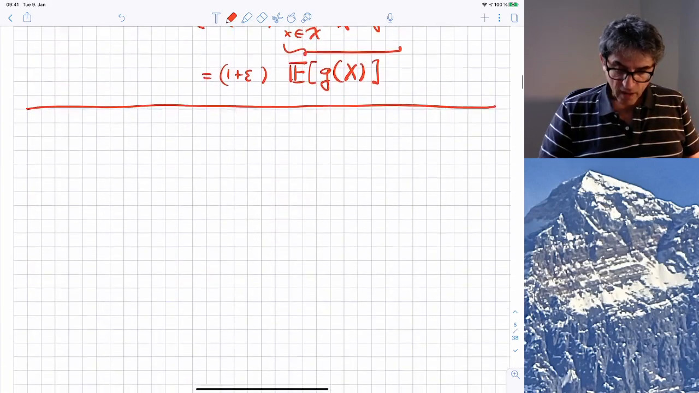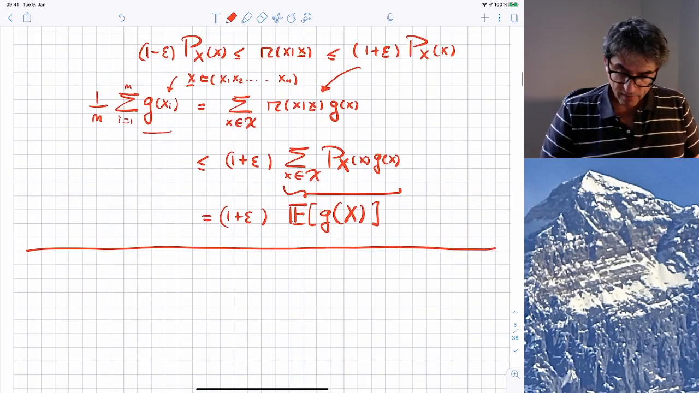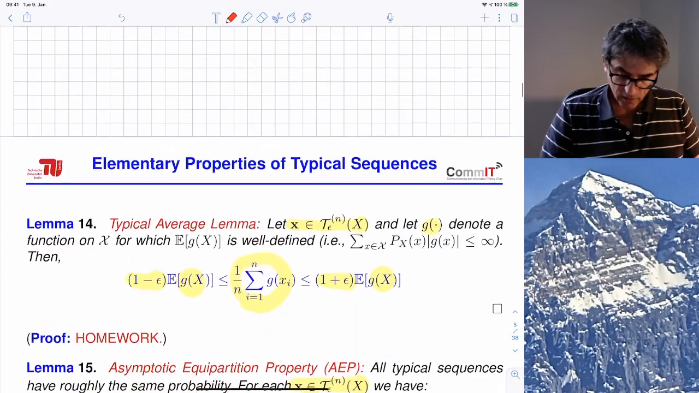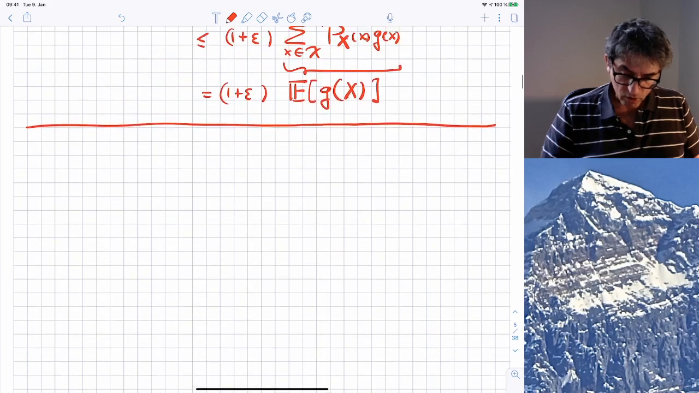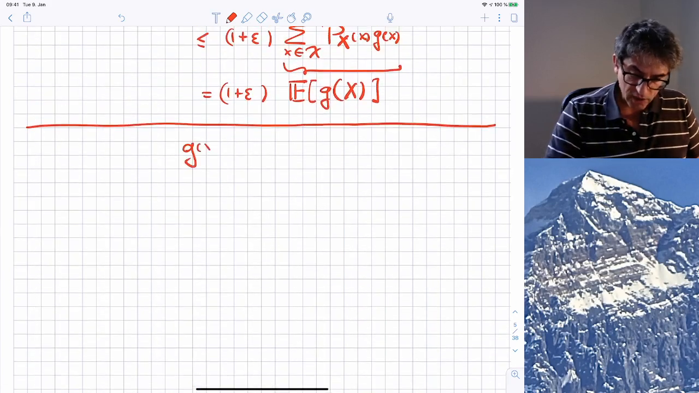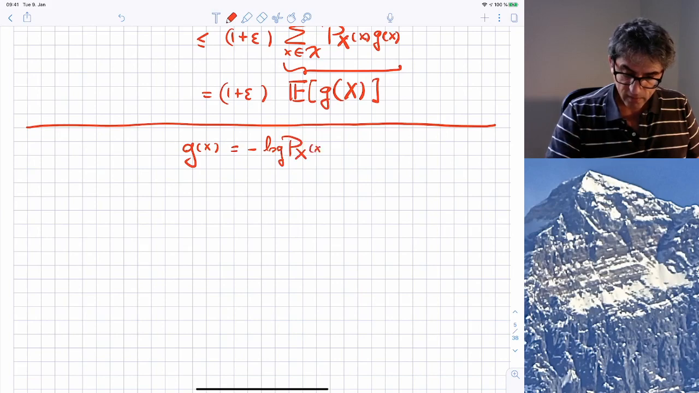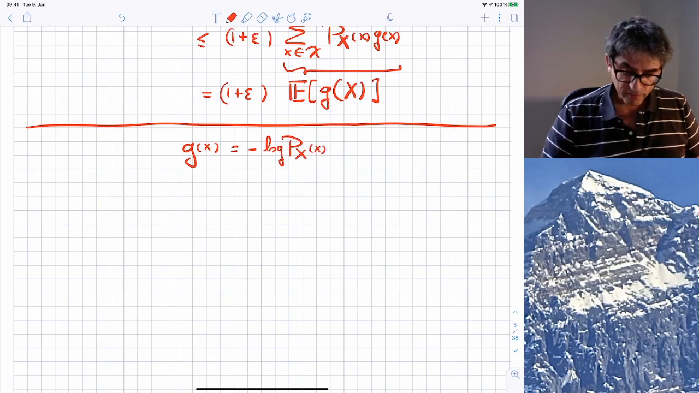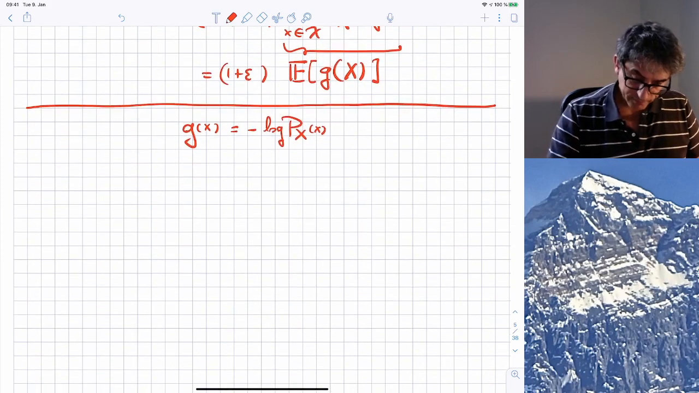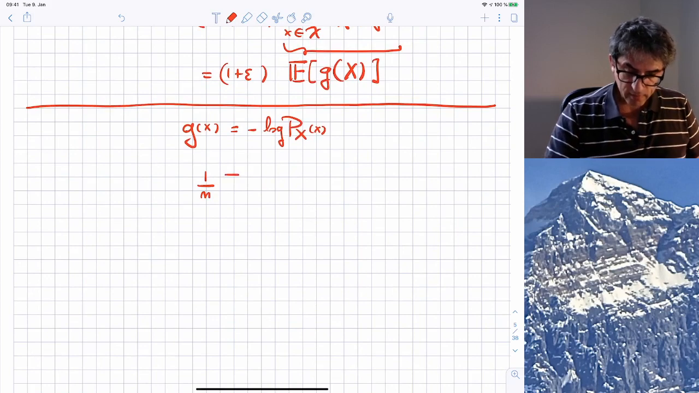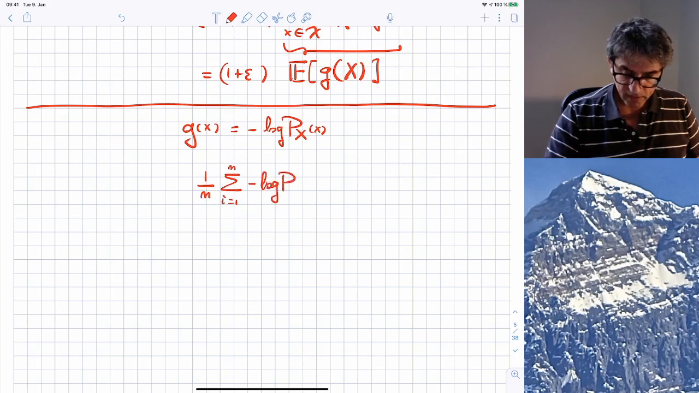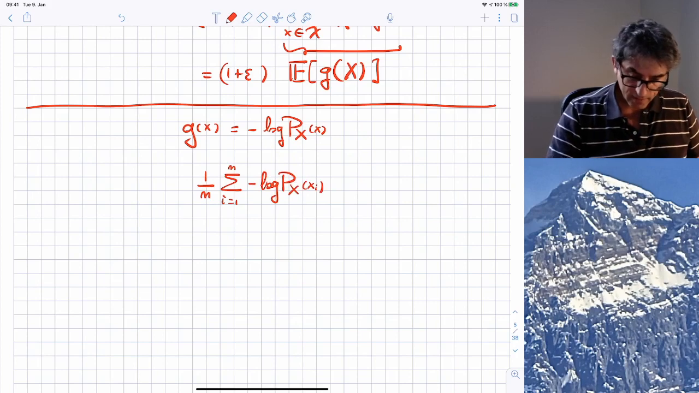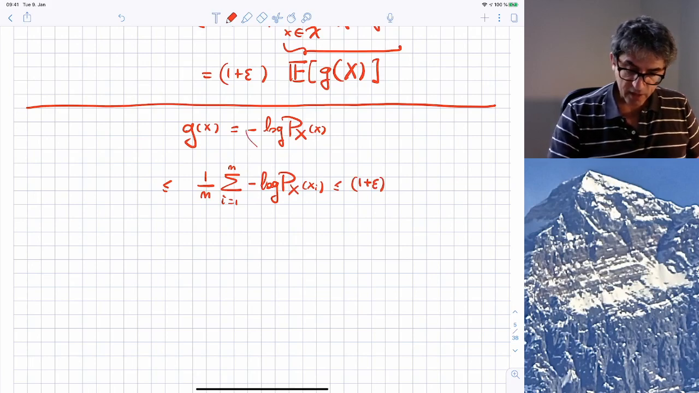How do we prove this? Well, we can do it in many ways, but a very direct way is to use just this typical average lemma, because we simply choose as function g minus the logarithm of p_X(x). So what do we have? We have that 1 over n sum over i of minus log p_X(x_i) is in between 1 minus epsilon and 1 plus epsilon times the expectation. What is the expectation of this function?